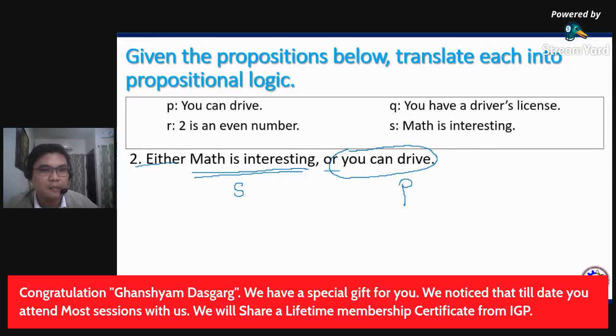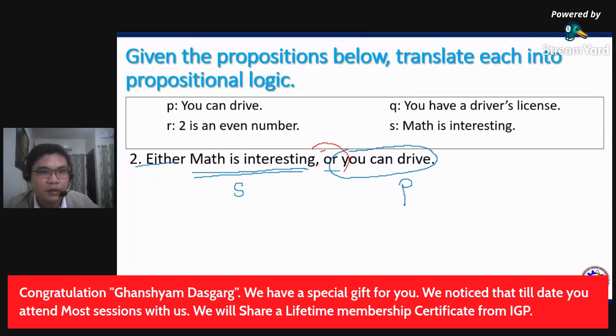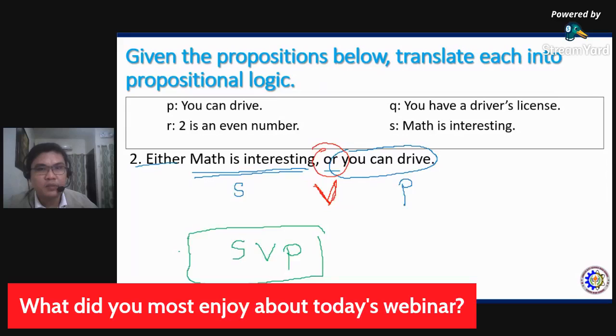So either math is interesting or you can drive. By the way, the connector is either or simply or. That or is of course represented by this symbol, it's like a V. So therefore we can write our propositional logic as S or P. This is our propositional logic for the given second statement: either math is interesting or you can drive. I hope you are getting the idea of it. Let's move to the third example.